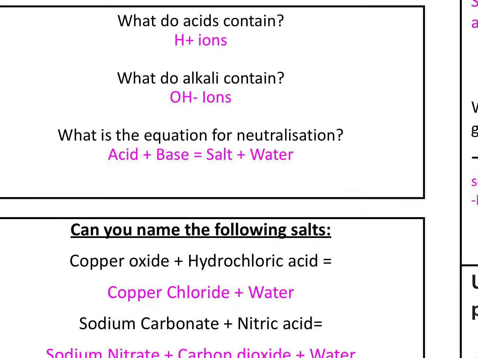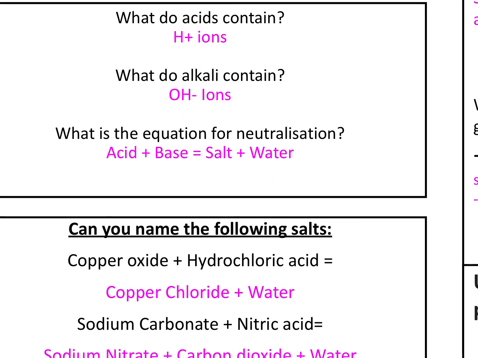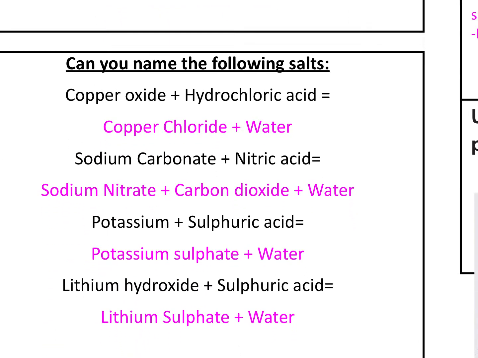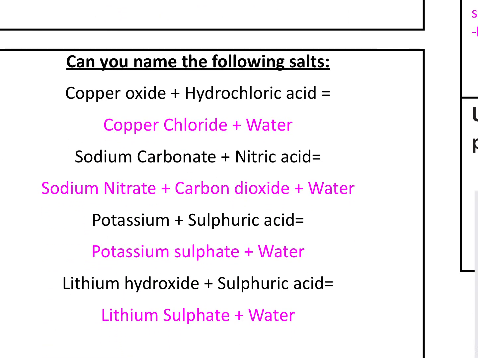What is the equation for neutralization? Acid plus a base equals salt plus water. Name the following salts, okay? So the first name always comes from the one that isn't the acid, okay? So you've got 2 things. That is the acid, this one isn't. So the first name is going to be copper, okay? Hydrochloric acid then is chloride plus water because it's oxide, okay?